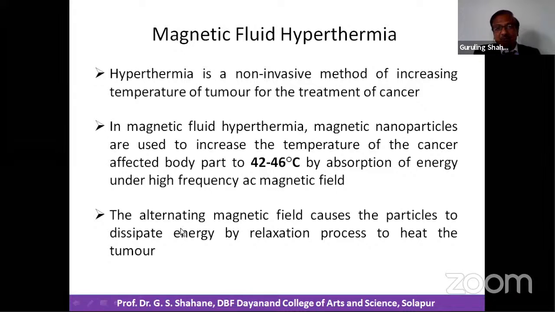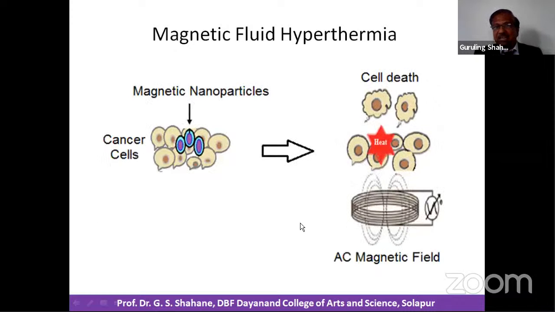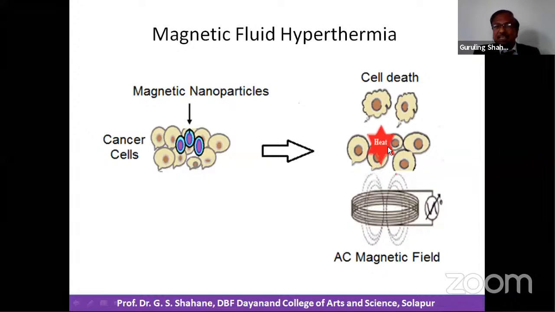In this case, we have to apply an alternating magnetic field. Because of that magnetic field, these magnetic nanoparticles dissipate energy by the relaxation process. Let us see what exactly happens. This is the schematic diagram. These are the cancer cells and magnetic nanoparticles are injected here. And it is then subjected to an AC magnetic field. When we apply the AC magnetic field, energy is absorbed by these magnetic nanoparticles during the relaxation process, and it kills the cancer cells.